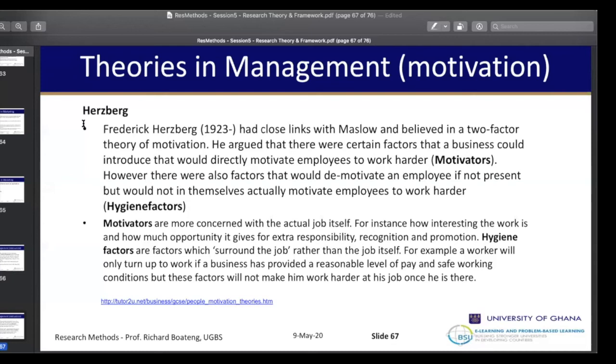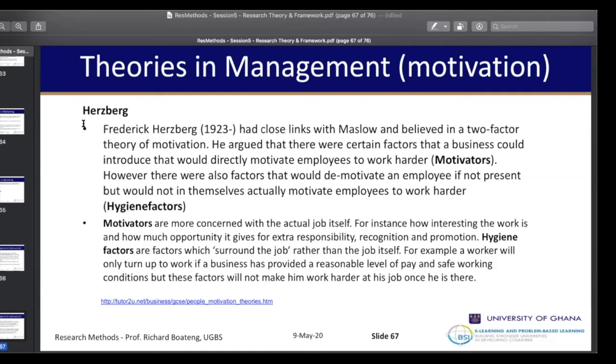So some people may be paid well, but they are not treated well. So he is saying that to look at motivation in the workplace, don't look at it only in terms of what makes the employees work harder. But we should also look at the factors that surround the job itself.